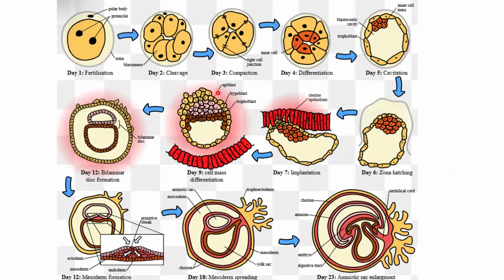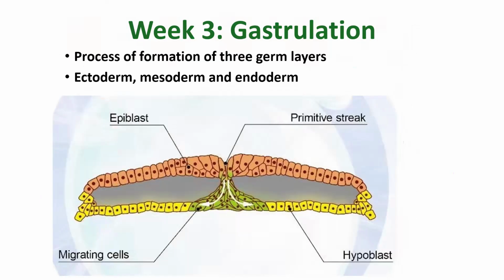then cell mass differentiation, that is, you have epiblast, hypoblast, and trophoblast. Bilaminar disc formation, that is, the epiblast and the hypoblast being formed. Then you have the process of gastrulation happening from day 12 up to day 18. Then amniotic sac enlargement. And that will now lead us to the third week of development, which is gastrulation.